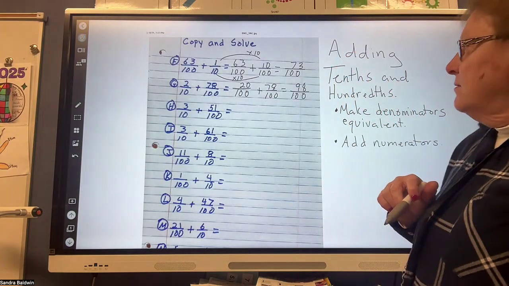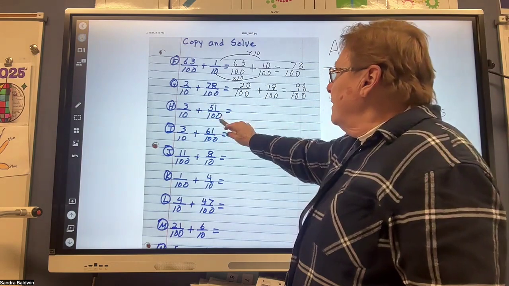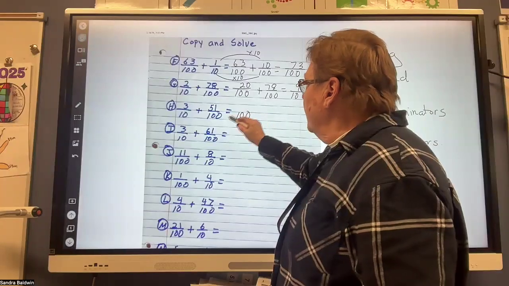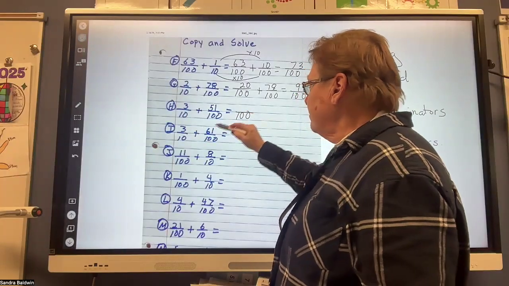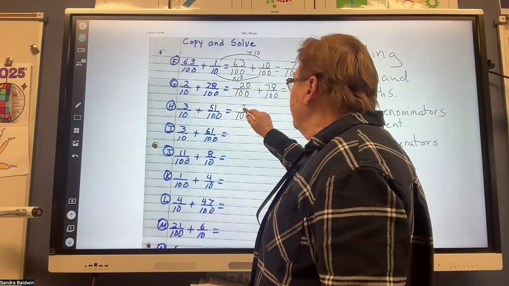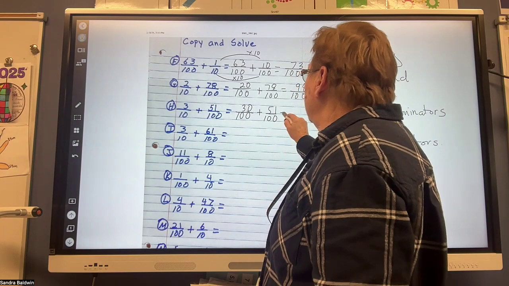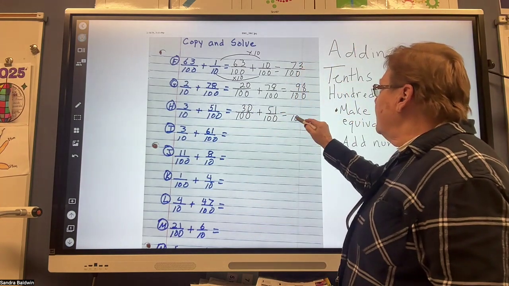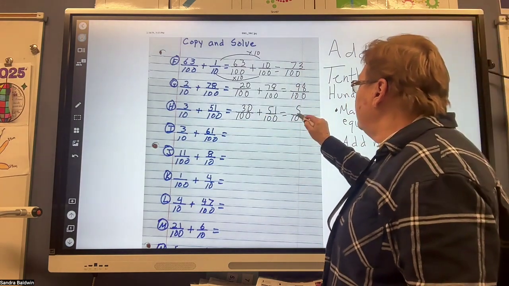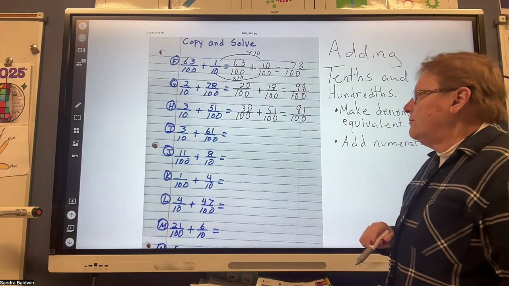For problem H, 3/10 plus 51 hundredths. I need to make that 3/10 into a 100. So I'm going to write 100. I multiply 10 times 10 to make 100. Whatever I do to the denominator, I have to do to the numerator. 3 times 10 is 30. Okay, I keep my denominator. Add the numerators. 30 plus 51 would be 81. So 3/10 plus 51 hundredths equals 81 hundredths.